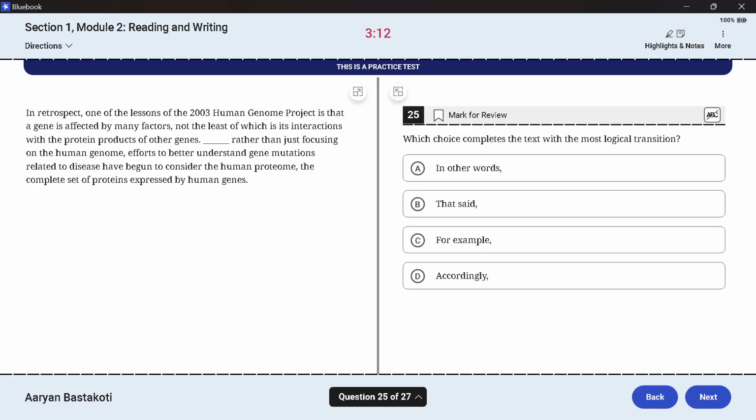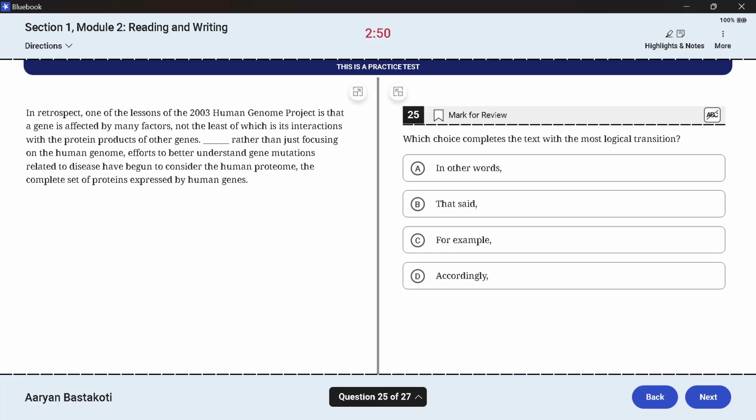Is that a gene is affected by many factors, not the least of which is its interactions with the protein products of other genes. However, rather than just focusing on the human genome, efforts to better understand gene mutations related to disease have begun to consider the human proteome, the complete set of proteins expressed by human genes.